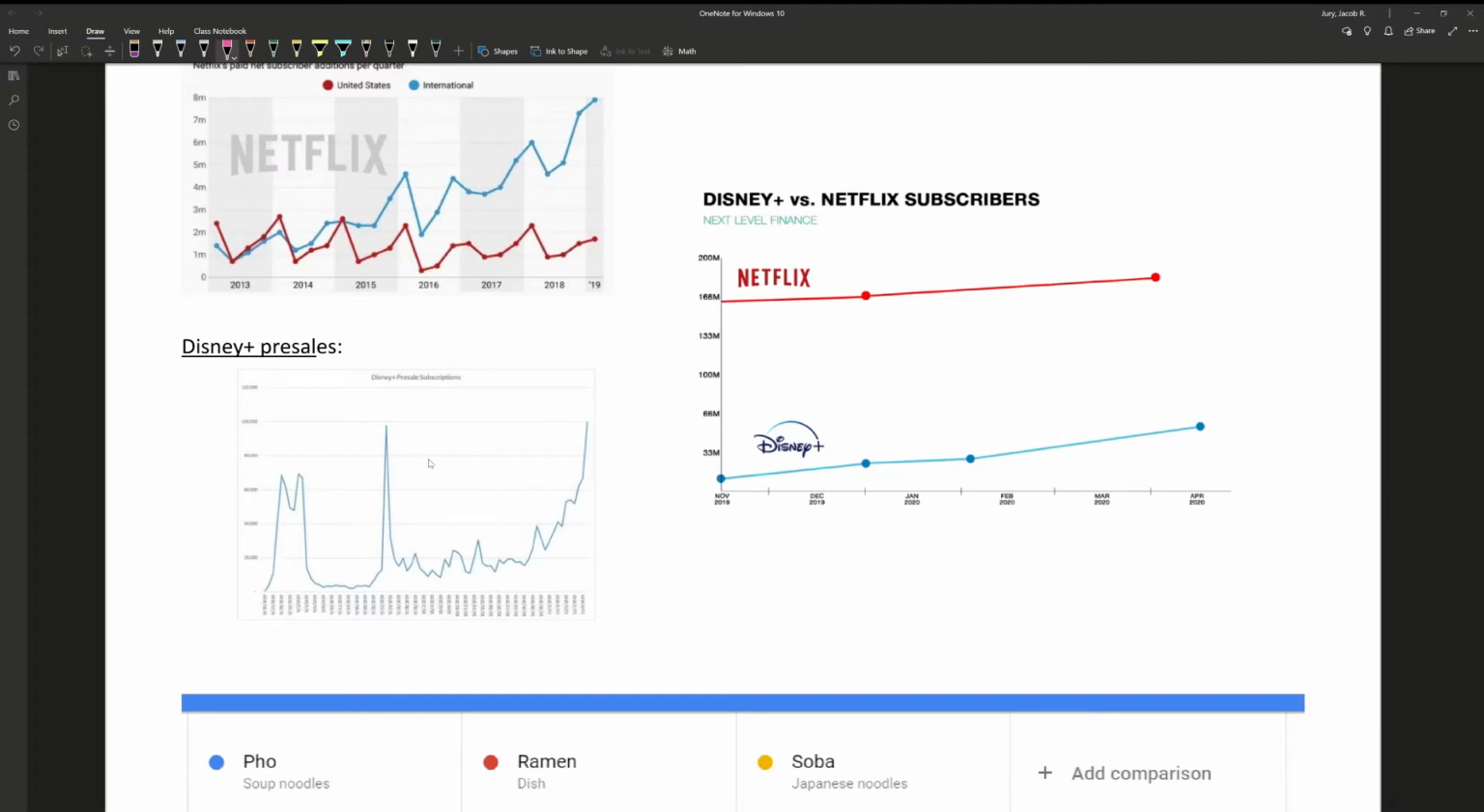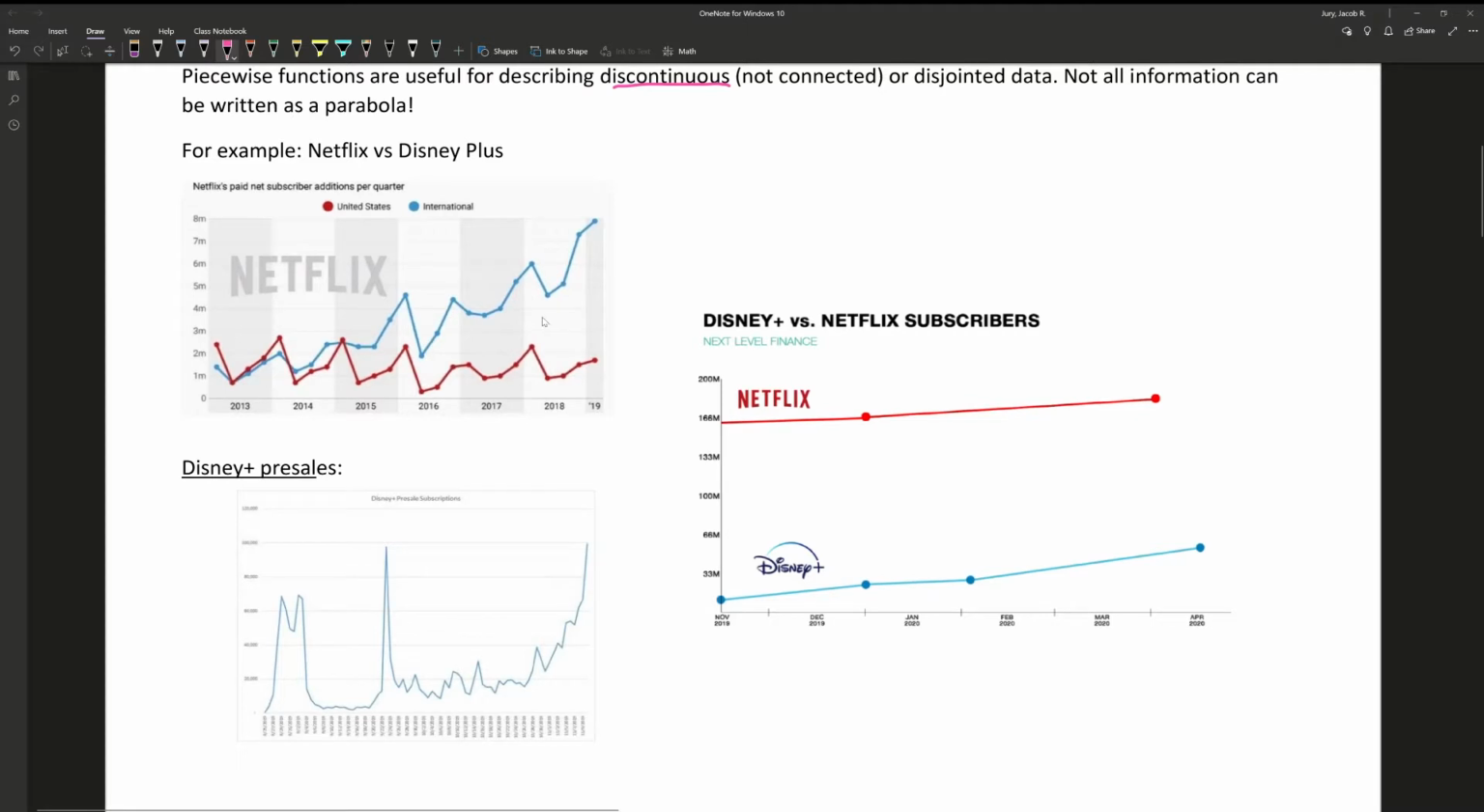And we can't describe these types of graphs with just one function. So we have to connect a bunch of those functions together. And that's why we have piecewise. So if we were to compare Netflix to Disney Plus sales, we can tell which one is growing at a faster rate. It looks like Disney Plus, while Netflix is still pulling in more money from their subscribers.